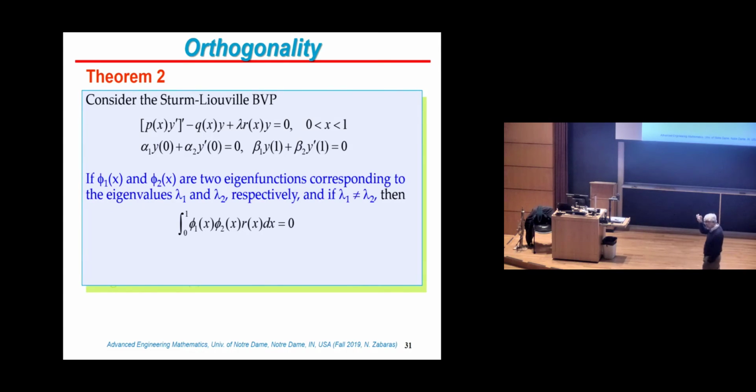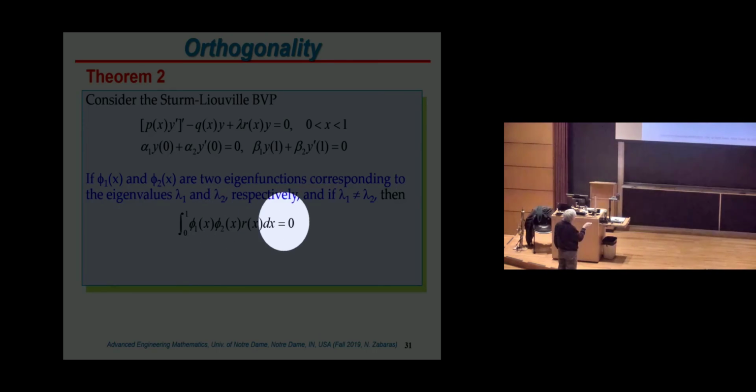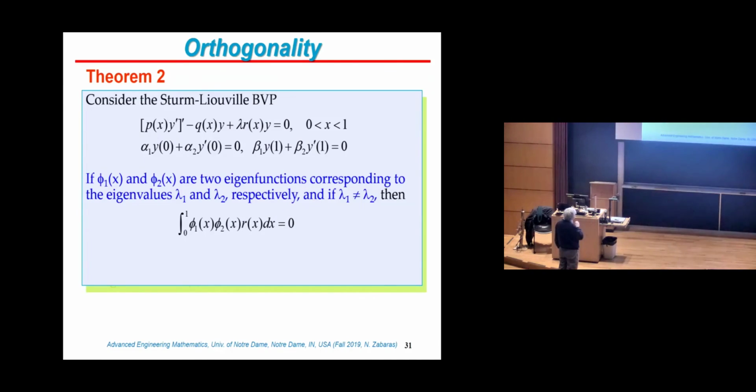It's part of the differential equation, and it comes as a weight in defining the inner product. So if you have two distinct eigenvalues, if lambda 1 is not equal to lambda 2, then this integral of phi1, phi2, r of x dx equals 0. That's orthogonality.